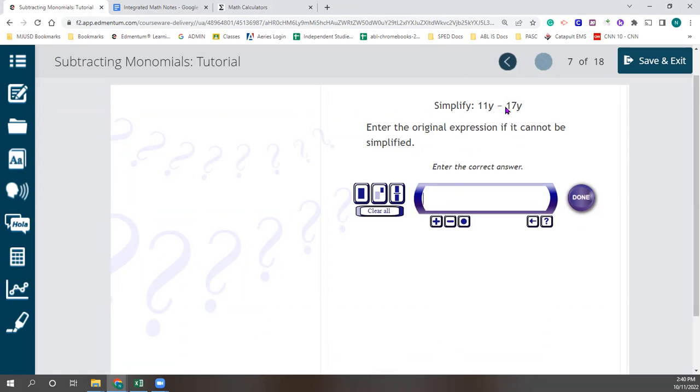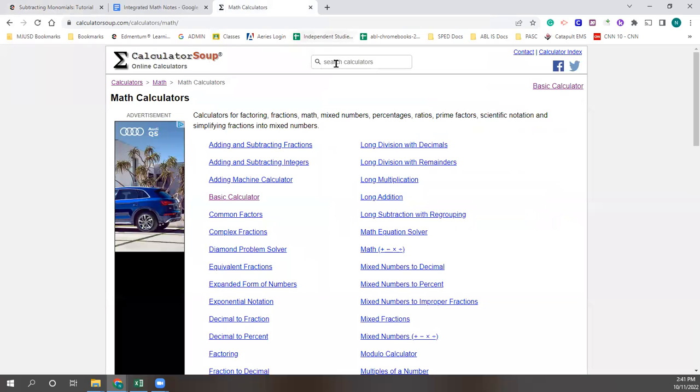Simplify 11y minus 17y. If you need a number line, so like I see a line here in the middle, I'm going to put an imaginary 0 right there. And then I'm going to say, okay, so I got 11. And then I'm going to go boop, boop, boop, boop, boop, boop, until I get negative 6. That's how I mentally do it.